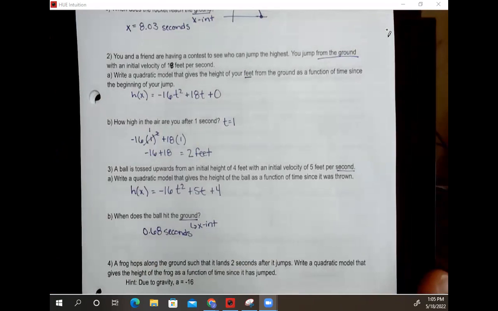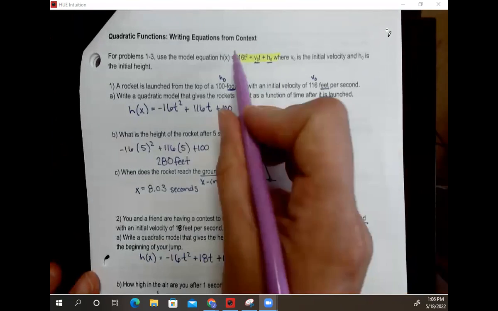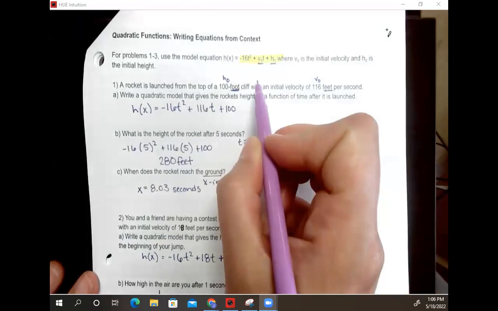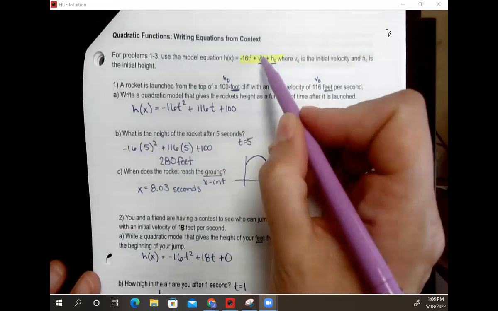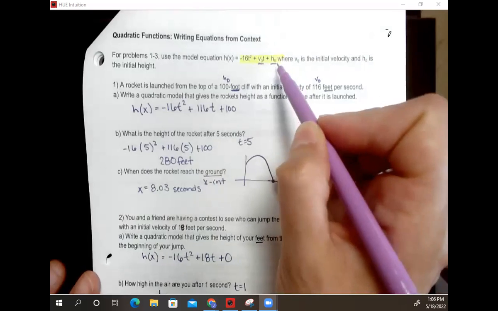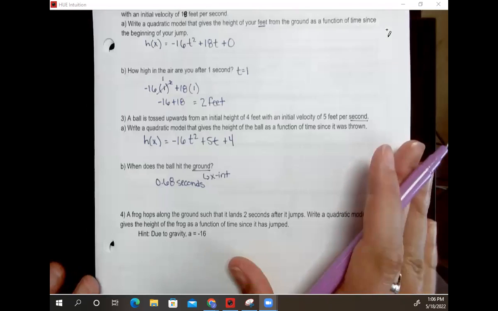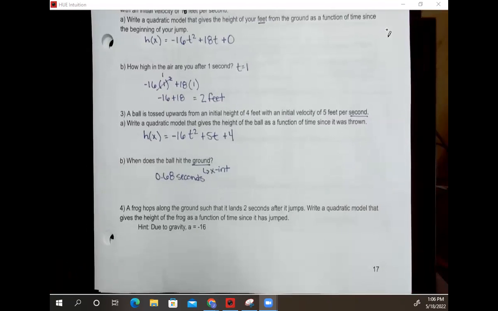Questions for me so far? Okay, so we're not going to use that model equation at the top for any of our remaining problems, okay? This was just for 1 through 3, where we had information about an initial velocity and an initial height. If I take a look at number 4, this is also really a projectile problem.